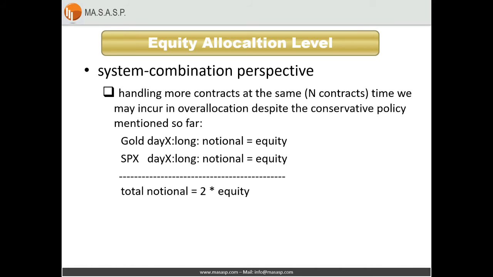From a system combination perspective, though, having more systems working at the same time on the same account, meaning with the same equity, begets overallocation. That means that on the same day we may have more positions on the market for an overall exposure that exceeds the equity. For instance, we may have an exposure, an overall notional value invested, which equals 2 times the equity. Not always, but on just some days it might happen.